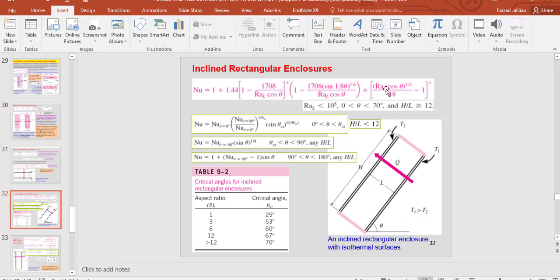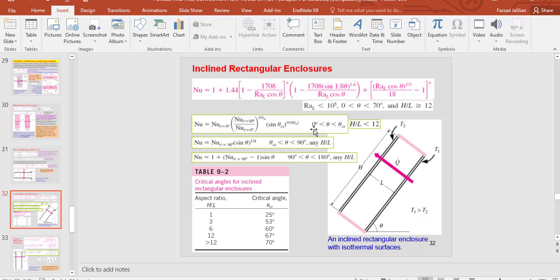And so we should also calculate this H divided by L. If it is higher than 12, we can use this equation to find the Nusselt number. Then by using this Nusselt number, find the convection heat transfer. And if H divided by L is lower than 12, as you can see here, from 1, 3, 6 until 12, we will have a critical angle actually.